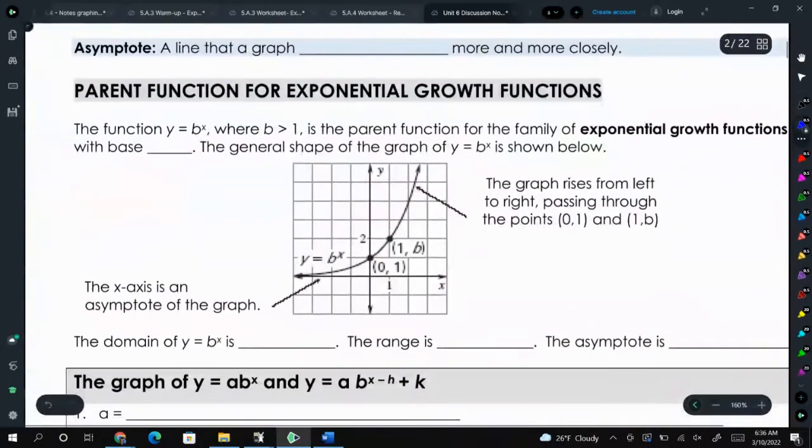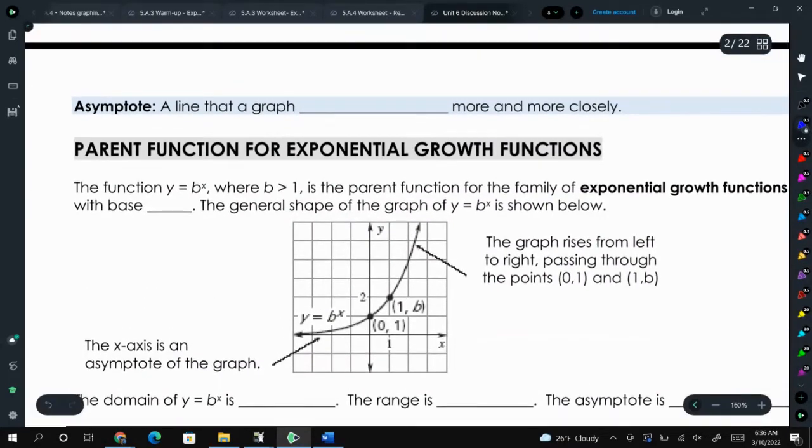On the next page, we're going to talk about the graph of exponential growth functions. That term asymptote comes back from when we were graphing the rational functions. Remember, an asymptote is a line that a graph approaches more and more closely, but we never cross it.